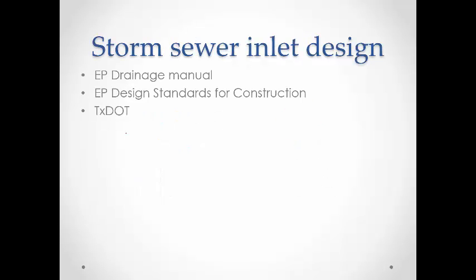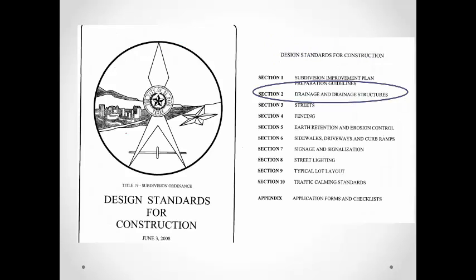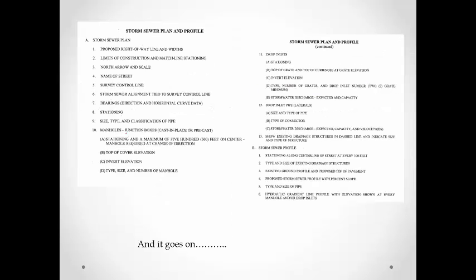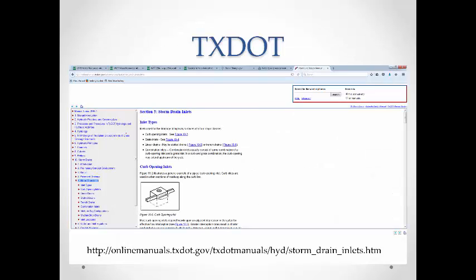Okay? So remember, you have the El Paso Drainage Manual, you have the El Paso Design Standards for Construction, and if you are on Texas Department of Transportation roads, then you use the TxDOT manual. Here's the design manual for stormwater, and then this is TxDOT. The great thing about TxDOT is that they have an interactive manual, so you can go to the TxDOT web page and find the section that you're interested in.